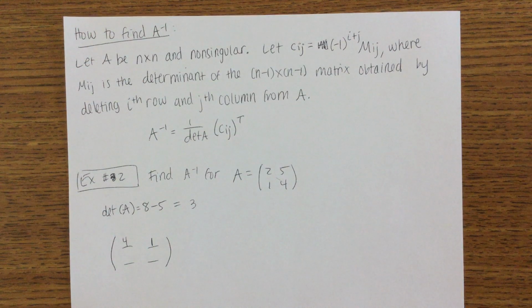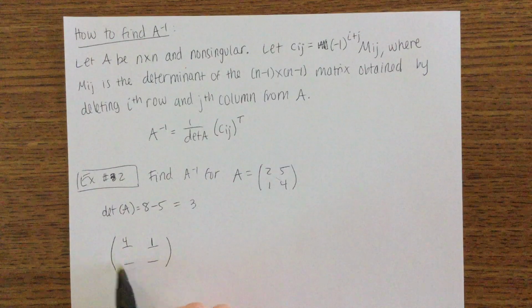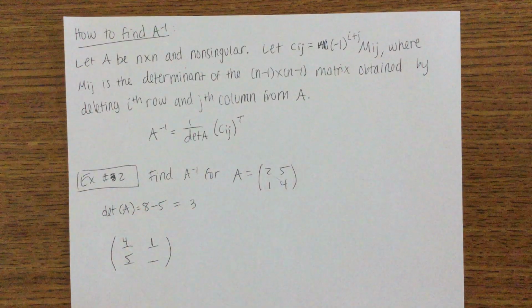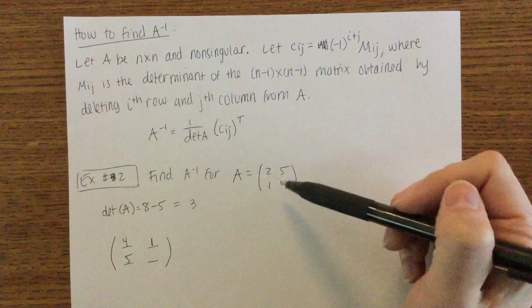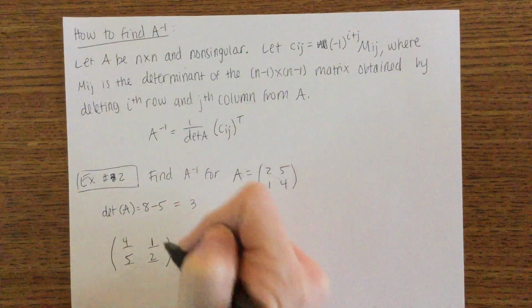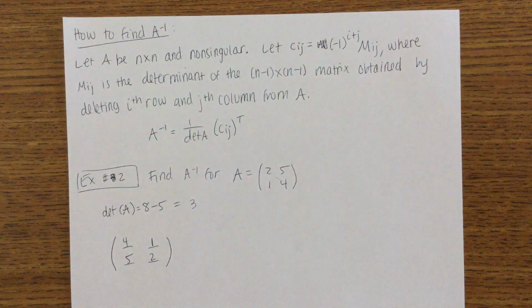Is this to just find the C's? Yes. When I want to find this component, I ignore that column and that row. I'm left with a 5. When I want to find this component, ignore that column, that row. I'm left with a 2. So those are the C's.